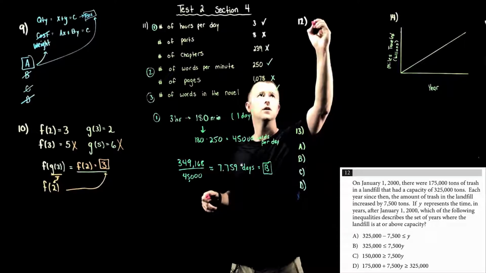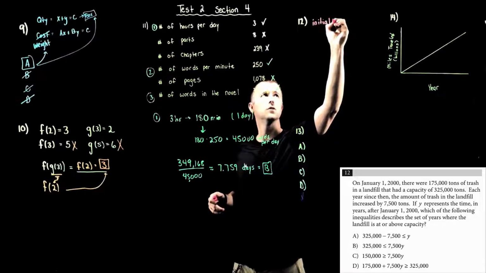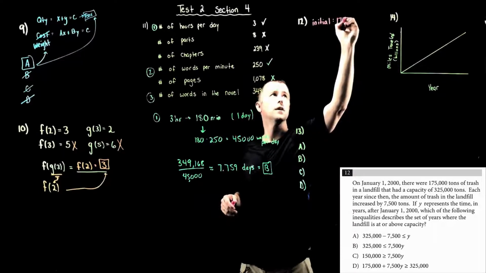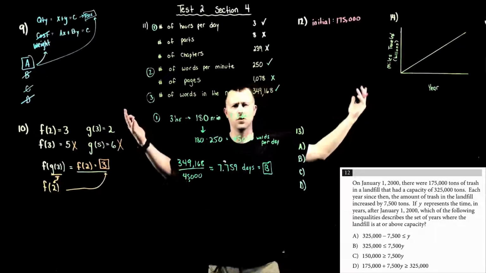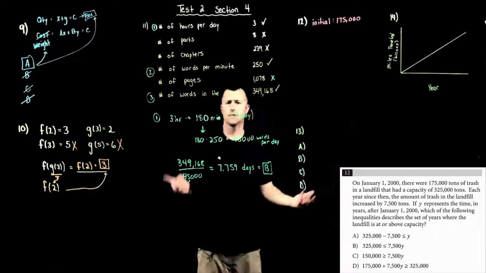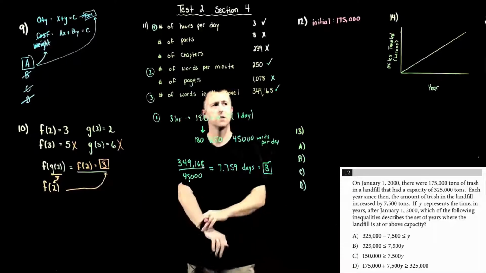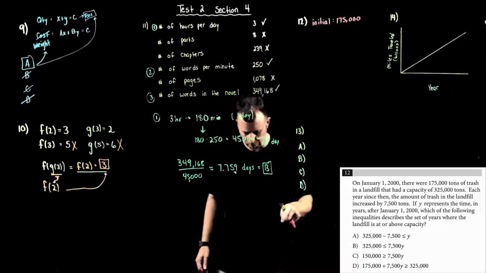And again, you can always change that if something isn't working, but it looks like initially in the year 2000, we had 175,000 tons. They're telling us a capacity, but this is an initial value. So right now, I don't know what to do with that 325,000, but I do know that's what I started with. So I'm going to go with that and roll with it.